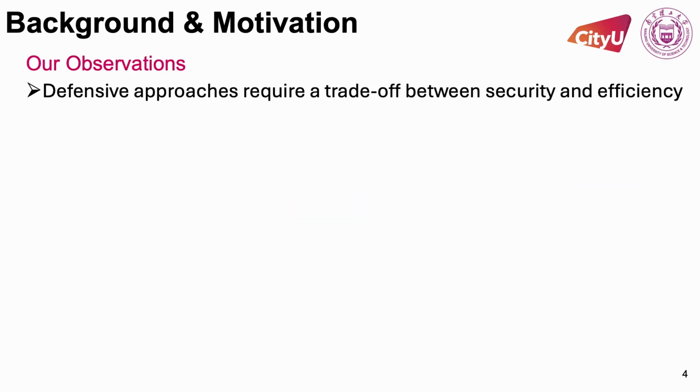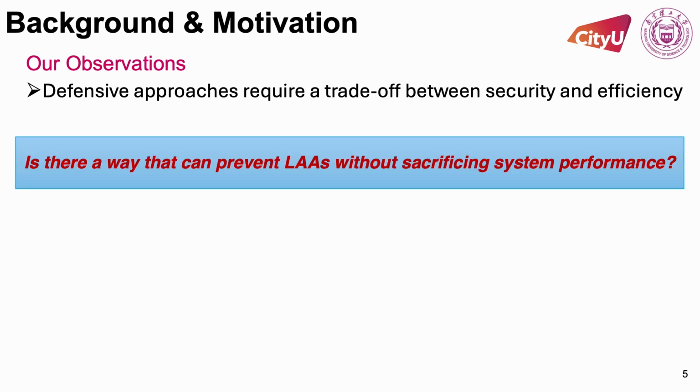We observe that existing defensive approaches, such as padding or the use of oblivious RAM, often struggle to balance the trade-off between security effectiveness and system efficiency. So we wonder, is there a way to prevent LAAs without sacrificing system performance?